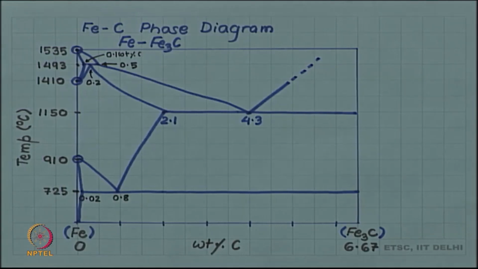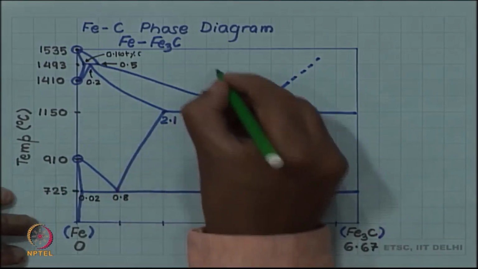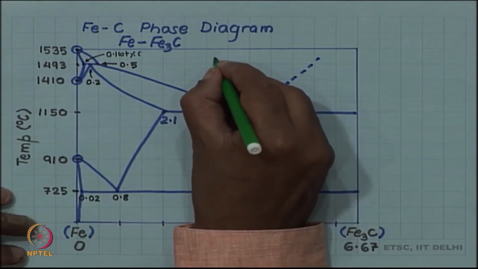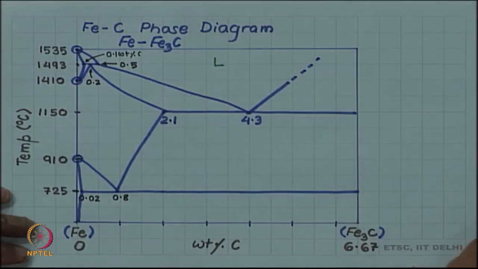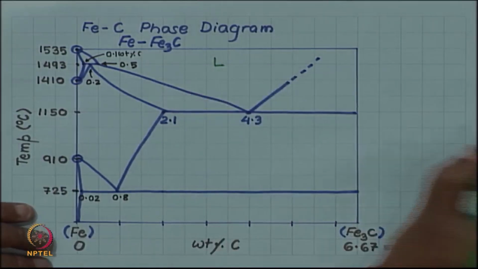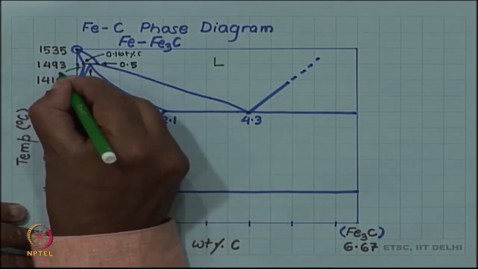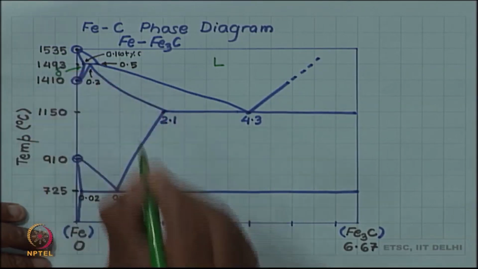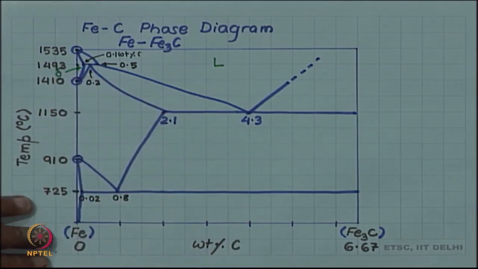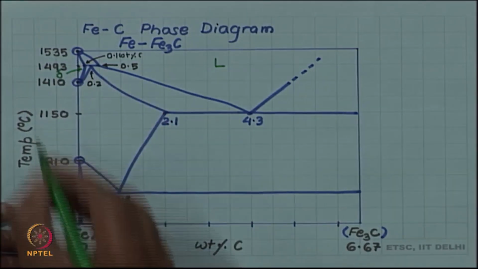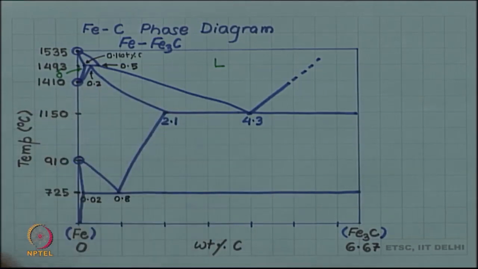Let us write down the phases. This large region at the high temperature region is the liquid region. This small triangle here is what is called delta. Each phase has a symbol as well as a name. So, it is delta, and the name is delta ferrite.